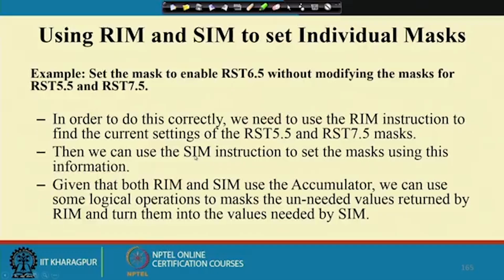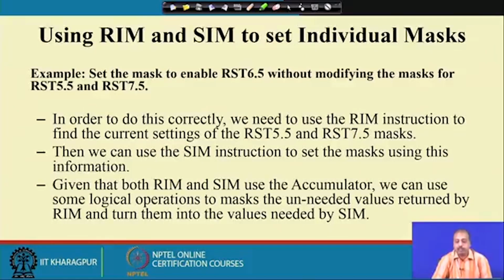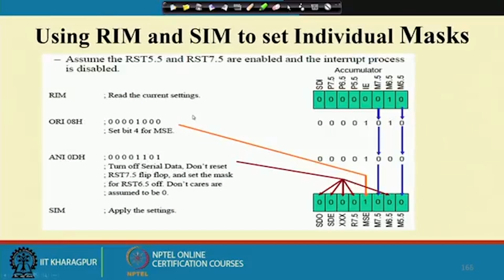This is an example to show how to set the mask to enable RST 6.5 without modifying the masks for 5.5 and 7.5. Whatever setting is done for 5.5 and 7.5 should continue. We just want to enable the RST 6.5 bit. So how to do this? We first execute a RIM instruction to know the current setting of 5.5 and 7.5, and then we use the SIM instruction after modifying the accumulator.